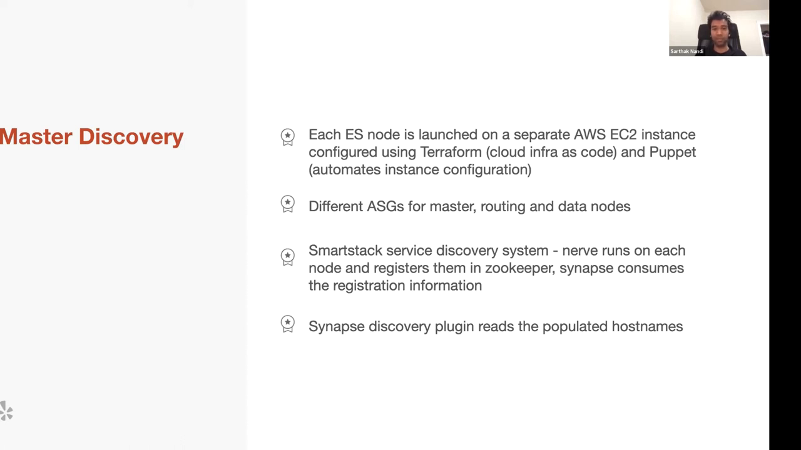We have different autoscaling groups for master, routing, and data nodes. For service discovery, we use SmartStack at Yelp. In this system, we have Nerve run on every node and register the node in Zookeeper. Synapse then reads the registration information in Zookeeper. For Elasticsearch, we have a Synapse discovery plugin, which reads those populated host names and lets the nodes discover other nodes in the cluster.